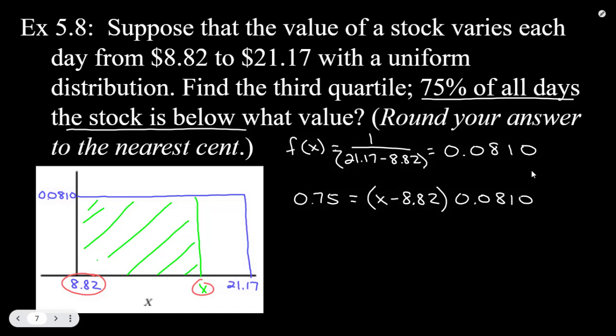And probably just algebra here. Rather than distributing, I think it'll be easier to divide by the 0.0810. I'm going to go ahead and do that. So 0.75 divided by 0.0810. And you could actually just use the answer button and not round off at all. In fact, I'm going to do that. So let me go back. 0.75 divided by, and I'm going to use my answer from before.